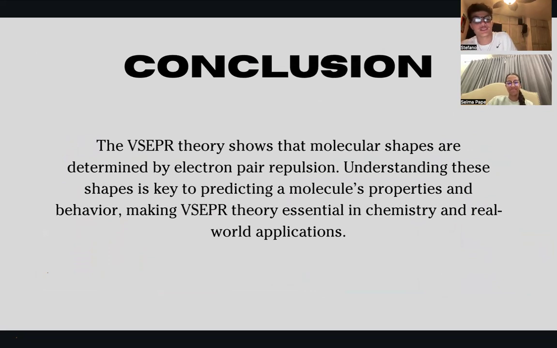For the conclusion, we want to end it off with the VSEPR theory, which shows that molecule shapes are determined by electron pair repulsion, and this helps us understand how shape is key to predicting a molecule's properties and behavior, making VSEPR theory essential in chemistry and real-world applications.